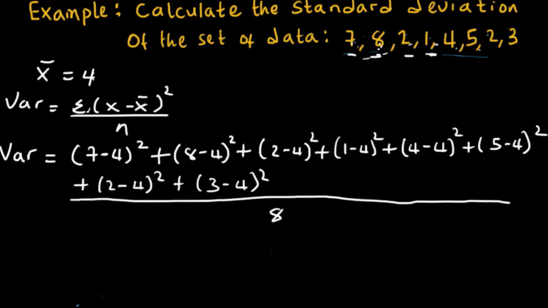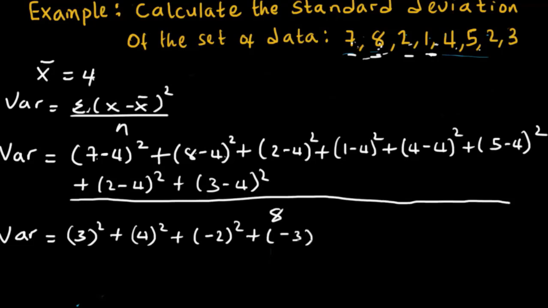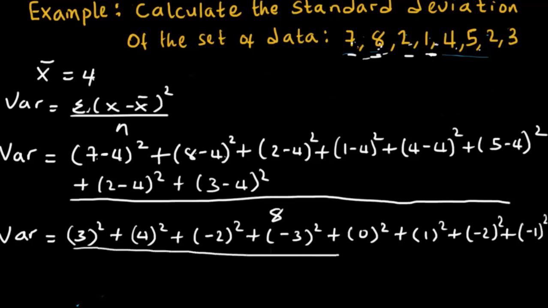So it means variance equals to 7 minus 4 is 3, so I have 3 square, plus 8 minus 4 is 4, 4 square, plus 2 minus 4 is minus 2, minus 2 square, plus 1 minus 4 is minus 3, minus 3 square, plus 4 minus 4 is 0, 0 square, plus 5 minus 4 is 1, 1 square, plus 2 minus 4 is minus 2, minus 2 square, plus 3 minus 4 is minus 1, minus 1 square, all over 8.